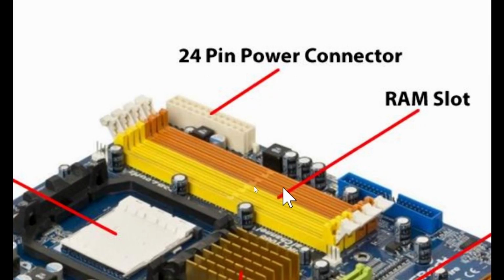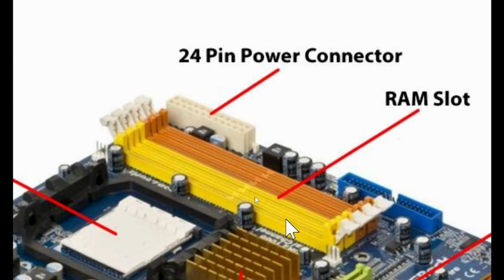All right. Let me talk about the color coding of the RAM slots. You see that this RAM slot has a different color from this. Okay, that means the 2 here are compatible with each other and the 2 here are more compatible with each other. So if you have 2 RAM sticks, don't put 1 here and 1 here.